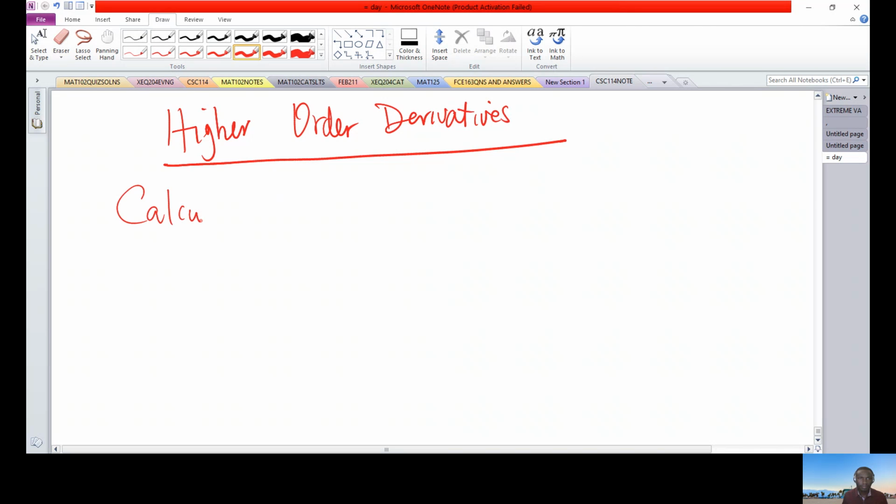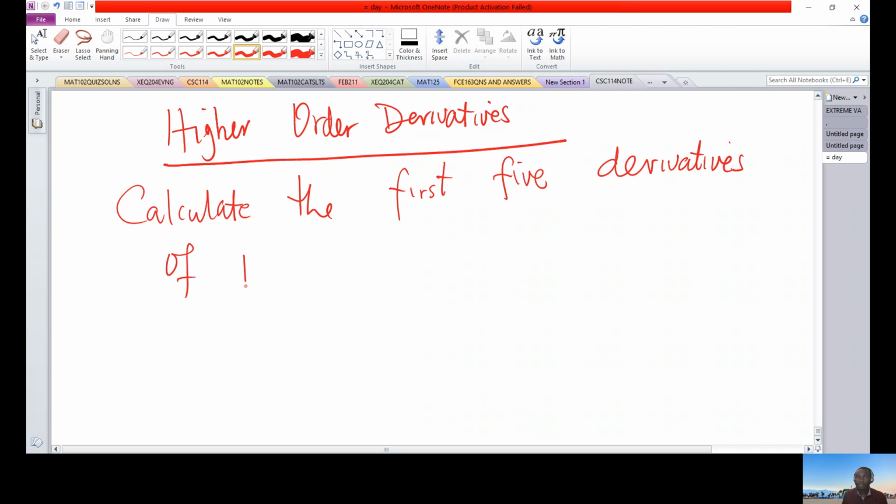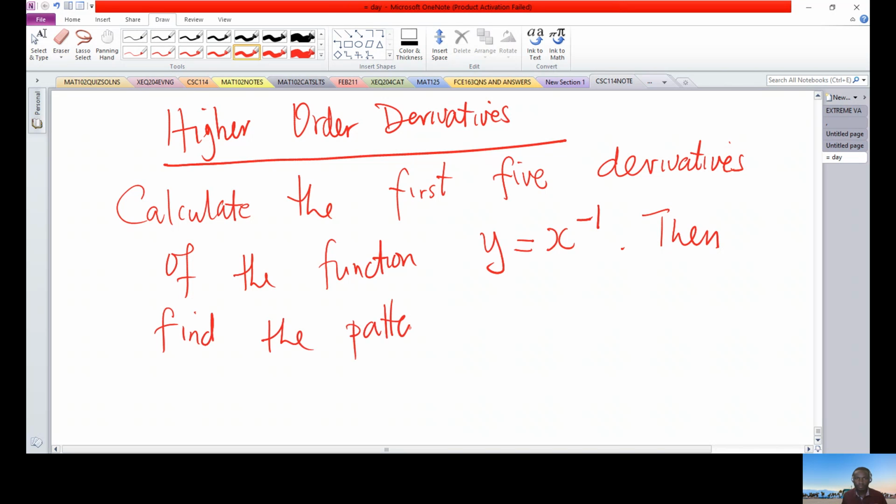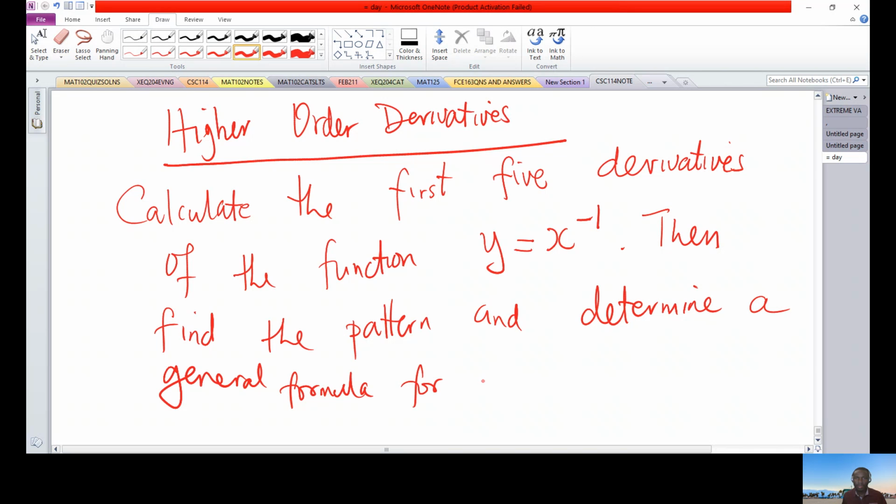Calculate the first 5 derivatives of the function y equals x raised to the power -1, then find a pattern and determine a general formula for the nth derivative. Good.